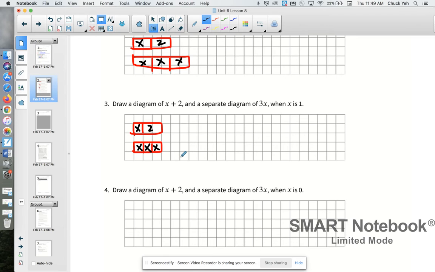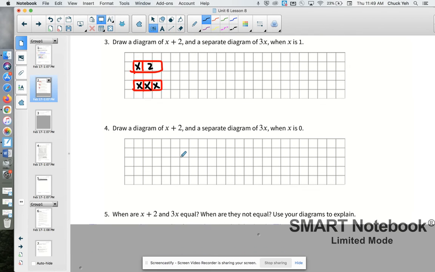Right? Now number 4 could be a little tricky. Draw a diagram of x plus 2 and a separate diagram of 3x when x equals 0. So if x equals 0, 0 plus 2 is 2. So then I would just draw 2, right? And then if x is 0, 3 times 0 is what? Is 0. So I don't even have to draw anything.